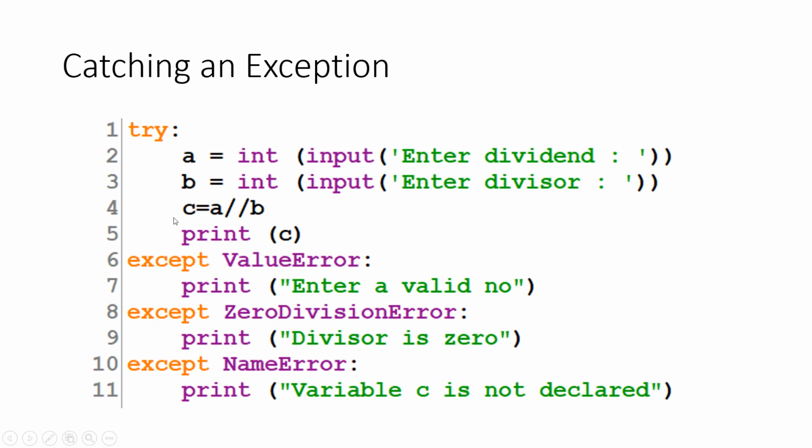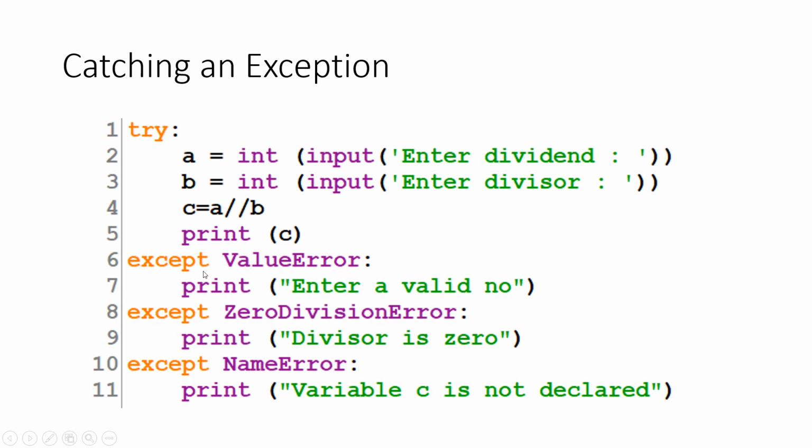Now let us assume, as a programmer, that there could be some probable errors, right? So what are the probable errors? The probable errors could be that we do not know what value the user will enter. We are asking the user to enter the dividend or divisor. So if the user is entering any value other than a number, then that could be a value error. This value error can be caught by using the keyword except.